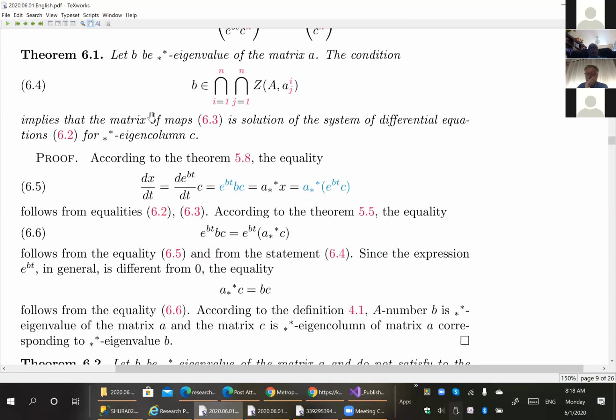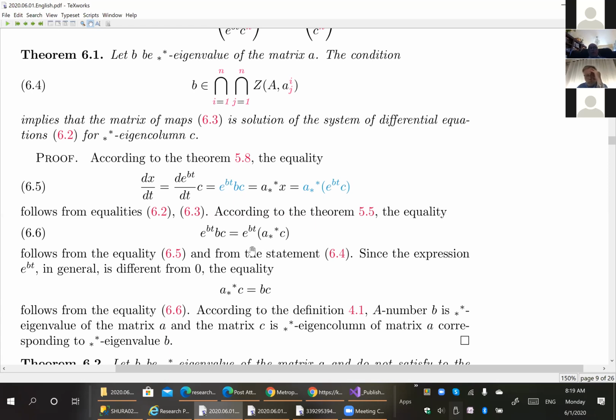First of all, we test our equation. If we substitute into our equation, after differentiation on the left side we get e to the power bt times bc. On the right side, we have the row-column product: A times e to the power bt times c. Since b commutes with each entry of our matrix, we can change their order. So here e to the power bt we can put on the left side of our matrix.